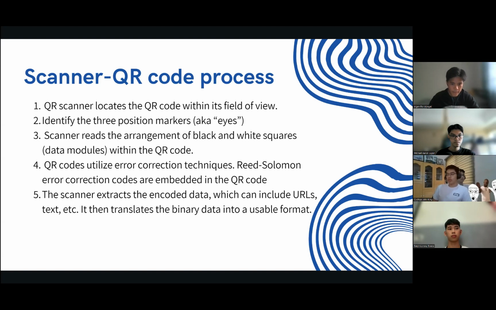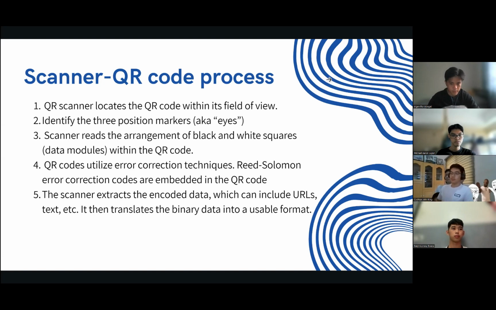These codes enable the scanner to correct minor errors caused by scratches, smudges, or other imperfections. And last is data extraction. The scanner extracts the encoded data, which can include URLs, text, and etc. It then translates the binary data into a usable form. In short, QR scanners analyze the arrangement of data modules, apply error correction, and then extract the encoded information from QR codes.